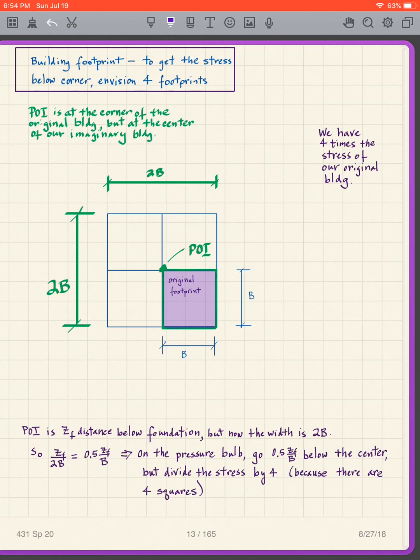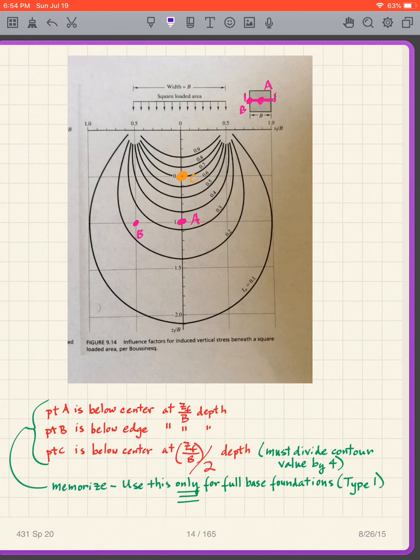They're available. The main thing that I want you to know is that when we go into the pressure bulb, we're going to look at 3 different points below in the pressure bulb diagram. We're going to look at one below the center, one below the edge at the same depth, and one that's halfway down below the center. This is all you need to know. You look at those points on your pressure bulb diagram, and remember, you read off the contour.